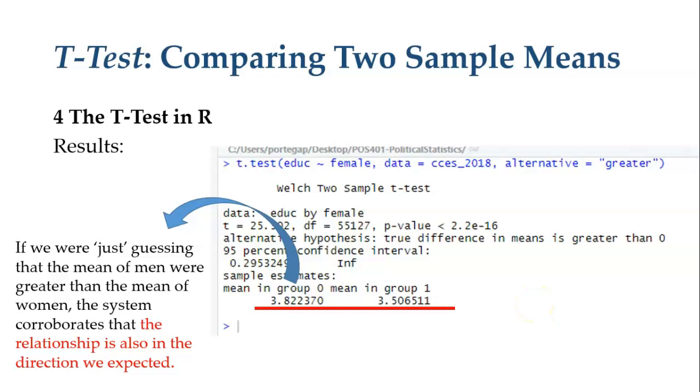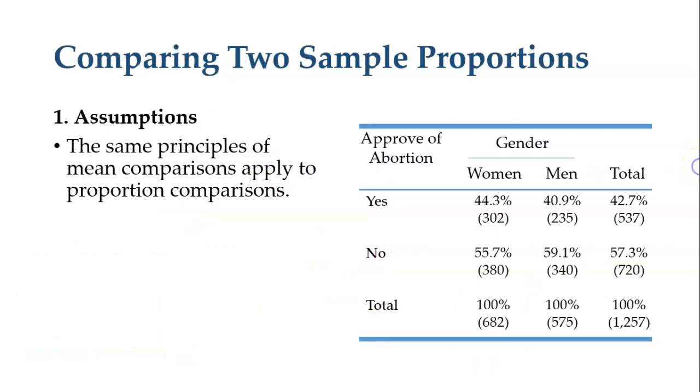Okay, this is the final thing that I wanted to highlight. It shows you the actual mean difference. Okay, so that was the t-test. Now let's move to the sample proportion test.